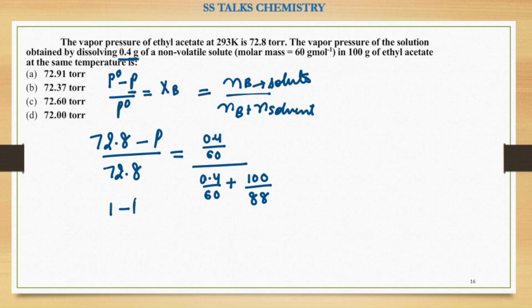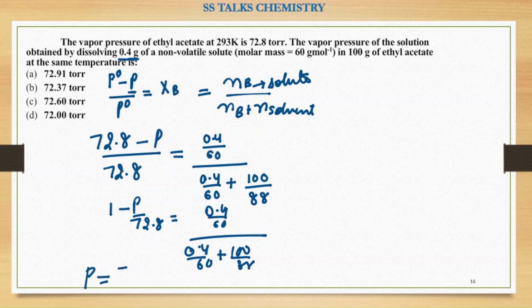So we have 1 minus P by 72.8. This is equal to 0.4 upon 60, upon the fraction 0.4 upon 60 plus 100 upon 88. So solving all this, the pressure that we will get will be 72.37 torr. So this is going to be your answer, 72.37, that is given to us in option B over here. Okay. Next one we have is this question.